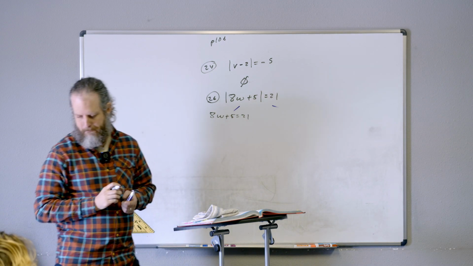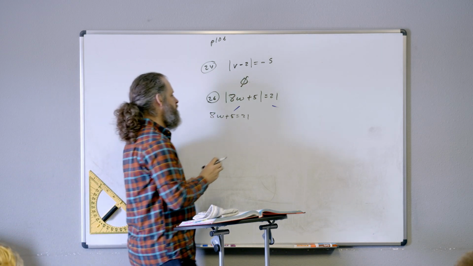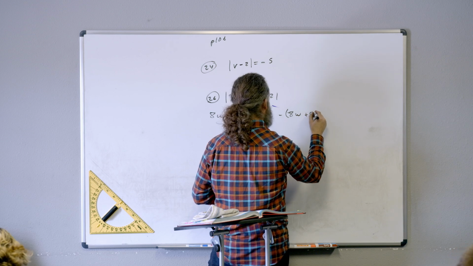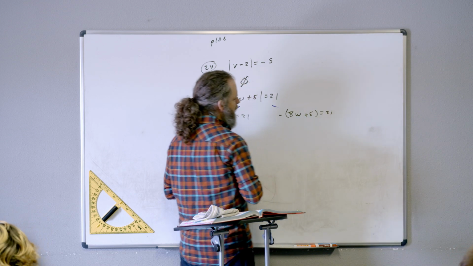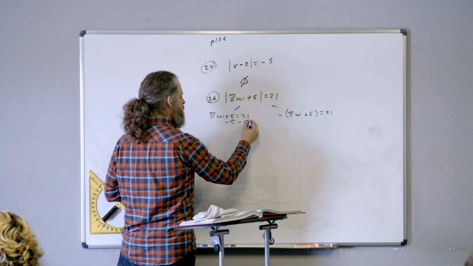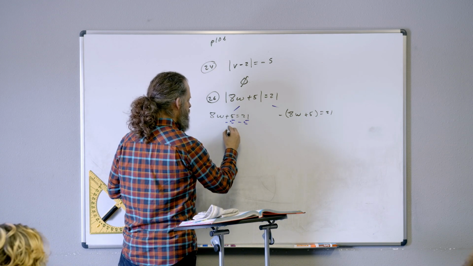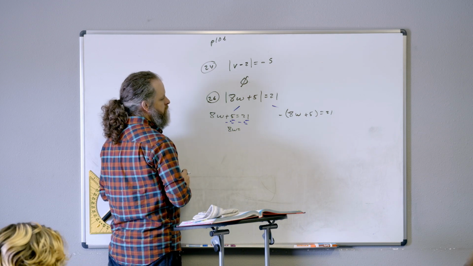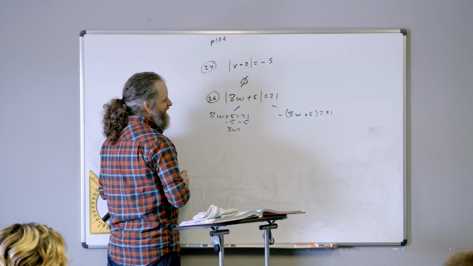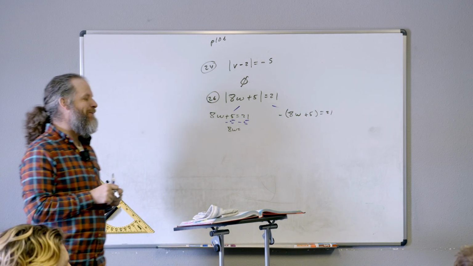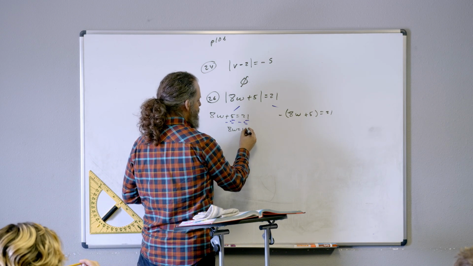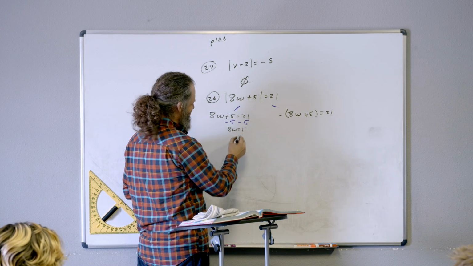And then what about the other one? Negative parentheses 8w plus 5. Now what? Subtract the 5. So 8w equals what? Oh, wait, no, that's 21. You accidentally wrote a 1, yep. Okay, 16. So 8w equals 16.